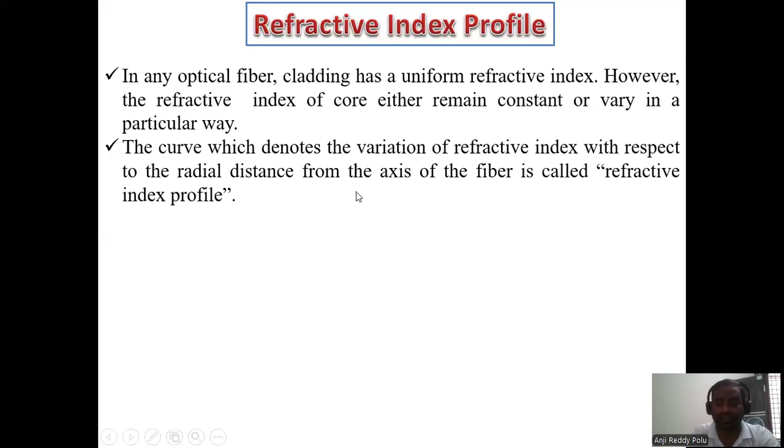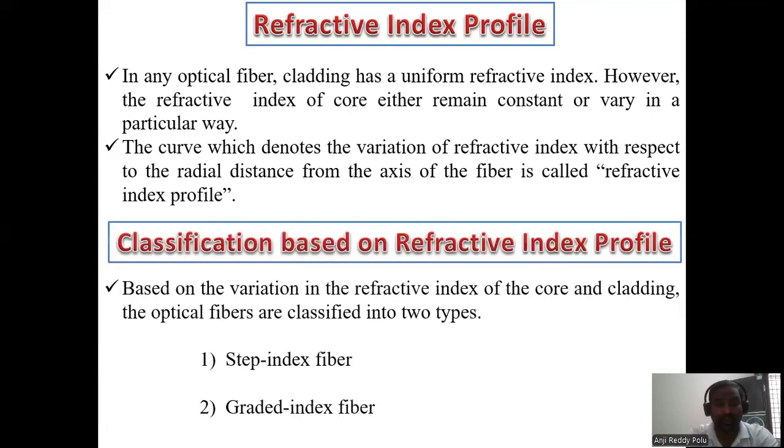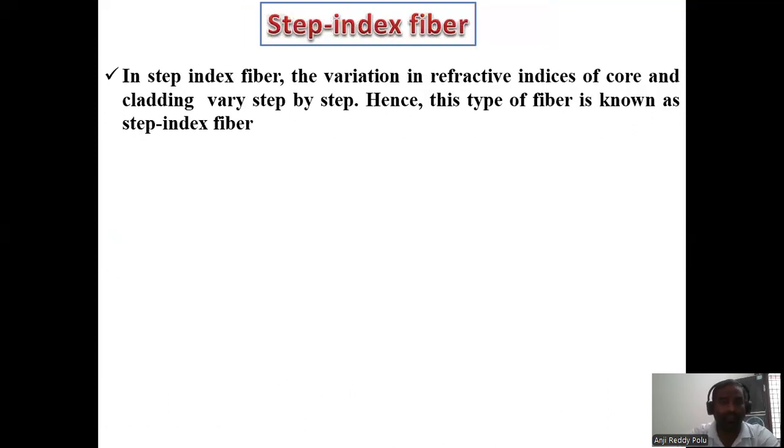Based on this refractive index profile, optical fibers are classified into two types. One is the step index fiber, the second one is the graded index fiber. Based on variation in the refractive index of core and cladding, the optical fibers are classified into two types: first step index fiber, second graded index fiber. Now we will discuss first about step index fiber.